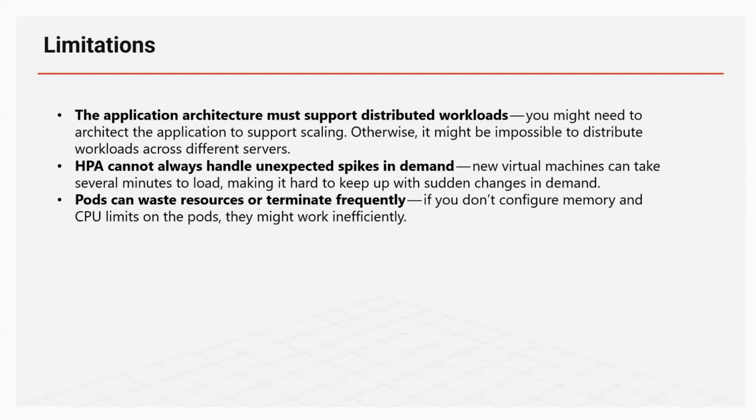And also pods can waste resources or terminate very frequently. Let's say there is a spike coming for 2 minutes due to some system services on your node. There are some other services running that are unexpectedly consuming CPU or memory, and indirectly it's affecting your pods. When this happens, if you have not specified CPU or memory requests or limits, that may happen inefficiently. Okay, so it's always best to define the request and limit for all your pods.